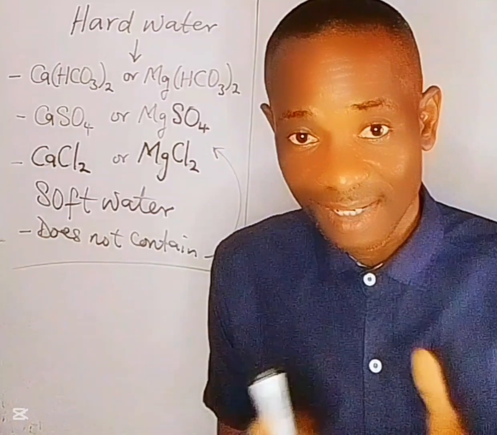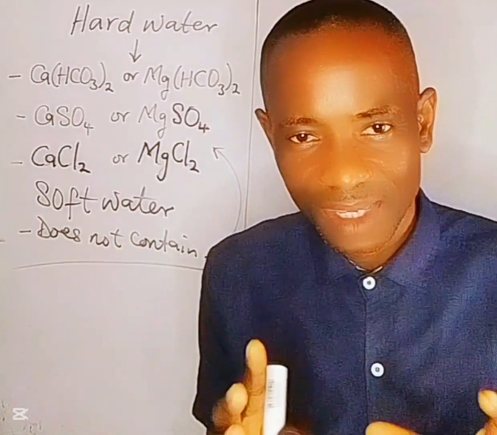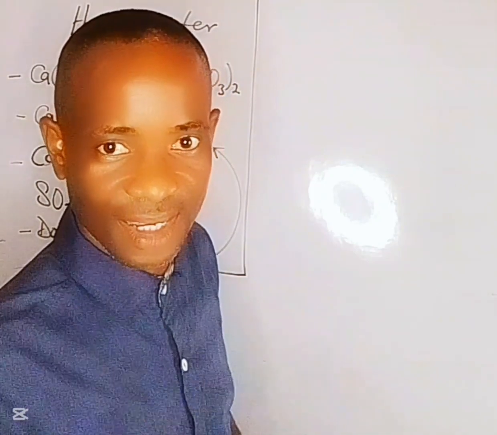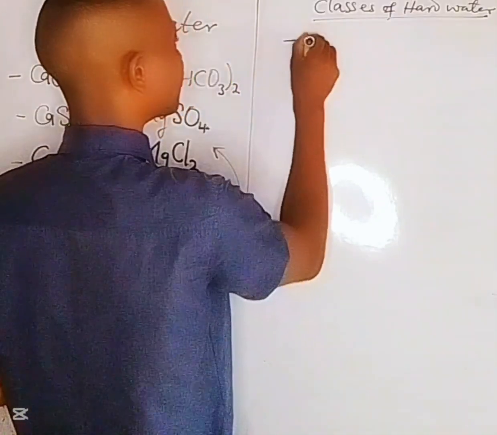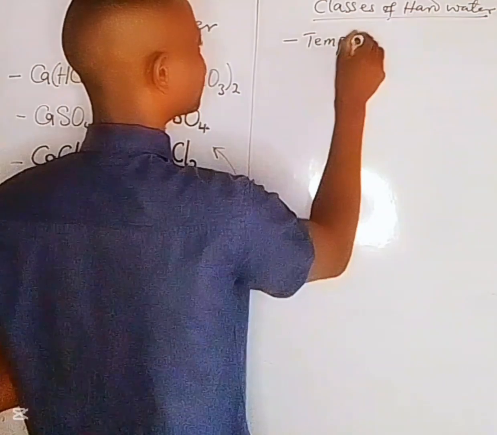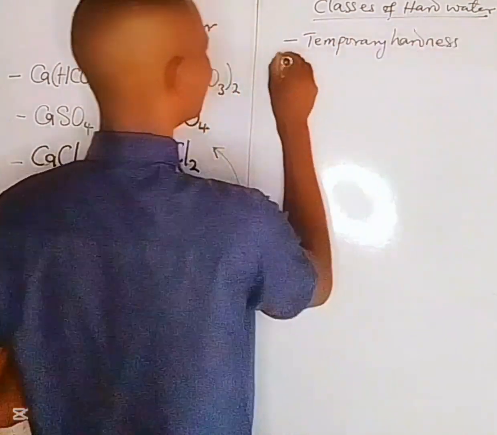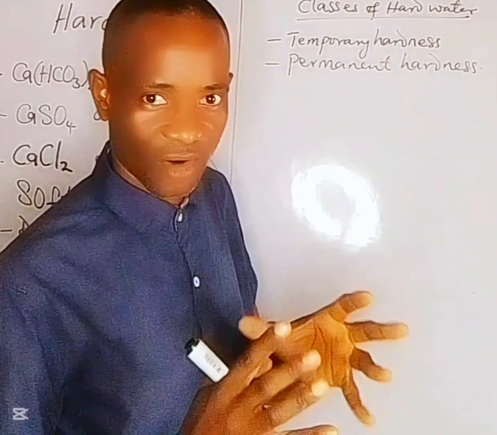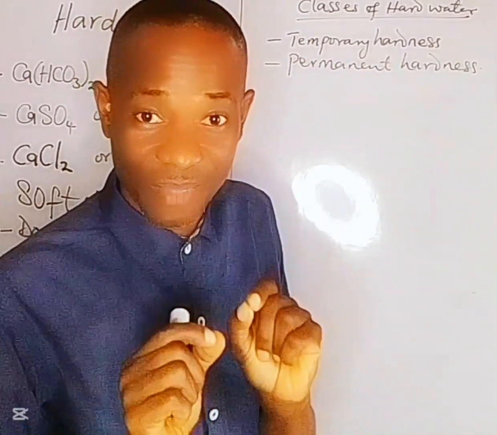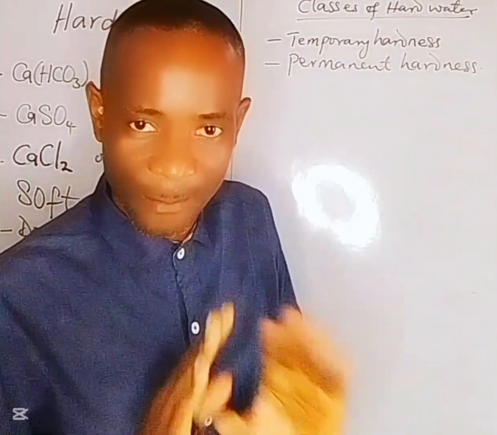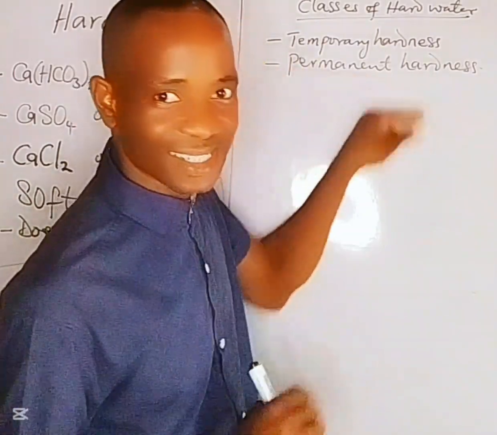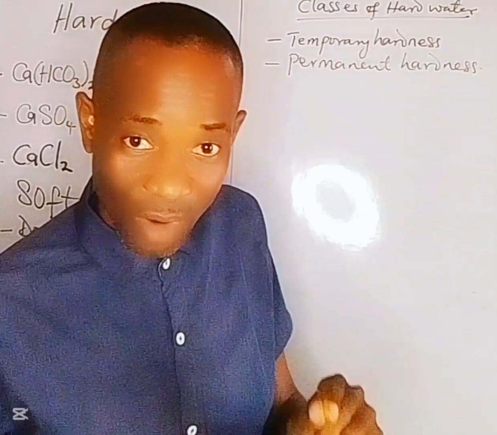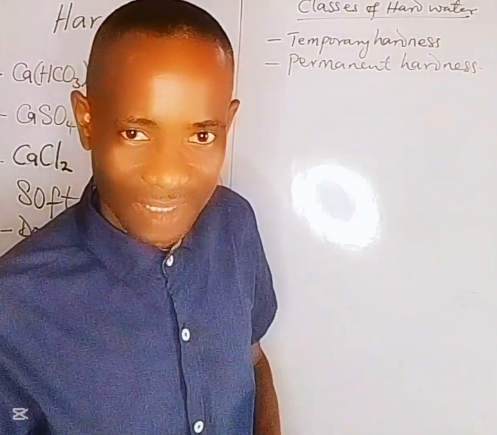Now, the next in the topic is classification of hardness. Hard water or hardness of water is classified into two. We have temporary hard water or temporary hardness, and we have permanent hardness. Temporary hardness of water can easily be removed or destroyed by boiling. Permanent hardness cannot easily be removed or destroyed by boiling. That is just the difference.